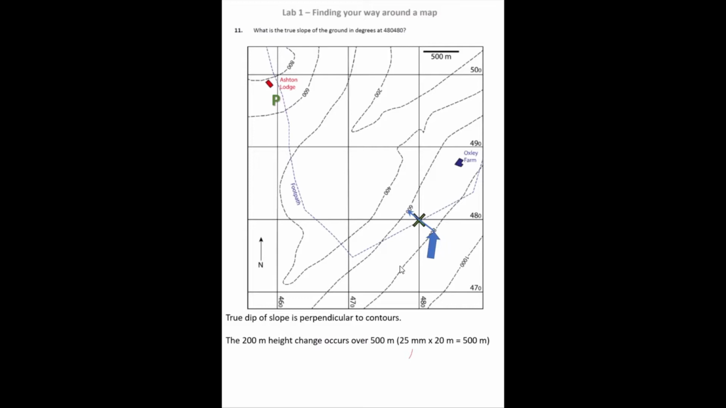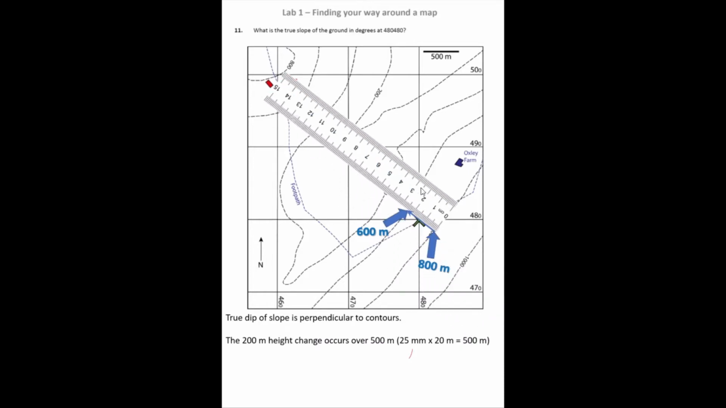So what we can do is work out the heights of 2 points along that slope direction and measure the horizontal distance over which that change in height occurs. Again, here we're on the 800 meter contour line, here we're on the 600 meter. That change in height occurs over 25 millimeters. So to work out the real horizontal distance for that change, we multiply 25 by 20 to give us a real horizontal change of 500 meters.